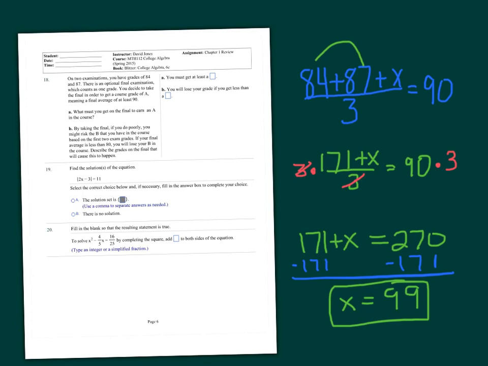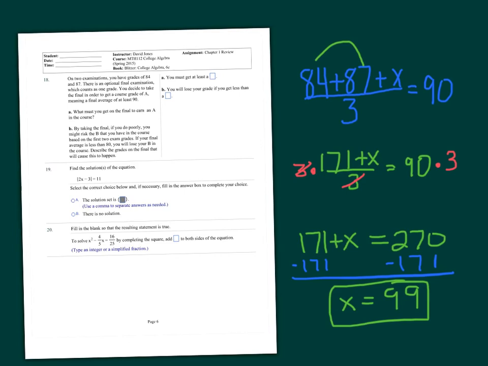It goes on to say in B, by taking the final, if you do poorly, you might risk the B that you have in the course based on the first 2 exam grades. If your final average is less than 80, you will lose your B in the course. Describe the grades on the final that would cause this to happen. So we're basically saying what grades, if you got them, would be low enough that you wouldn't get an 80.